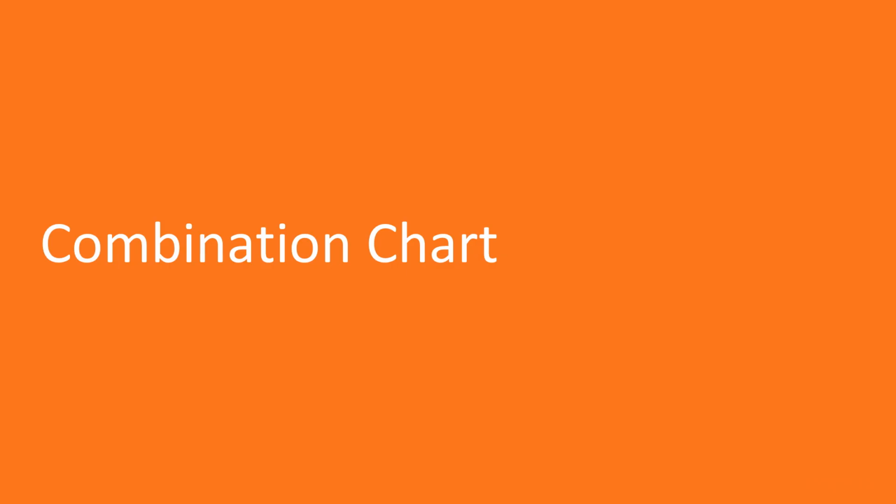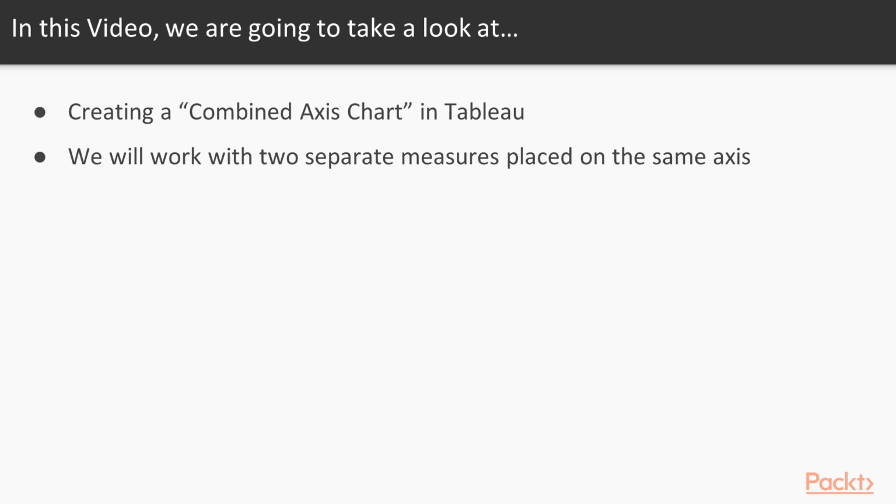In this video, we are going to take a look at creating a combined axis chart in Tableau. We will work with two separate measures placed on the same axis. Combined axis charts are also called shared axis charts. For example, you may want to plot budget sales and actual sales on the same shared axis. Or you can plot the sales and profit measures on the same axis.